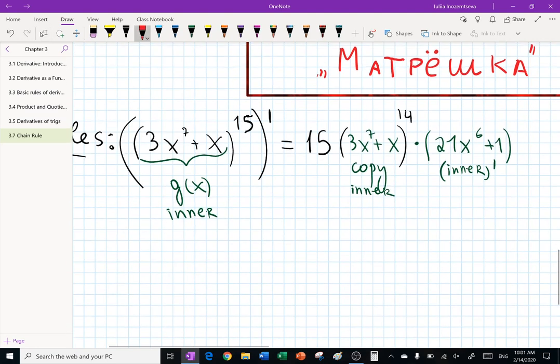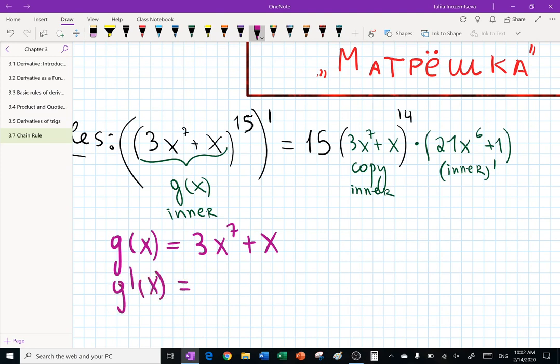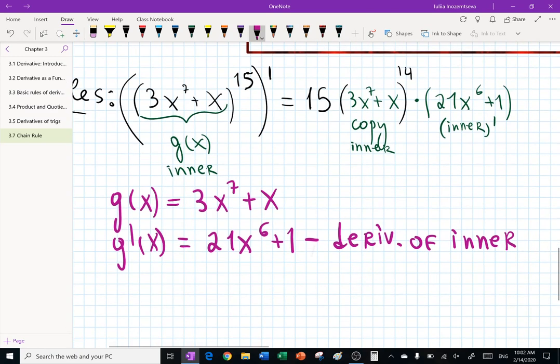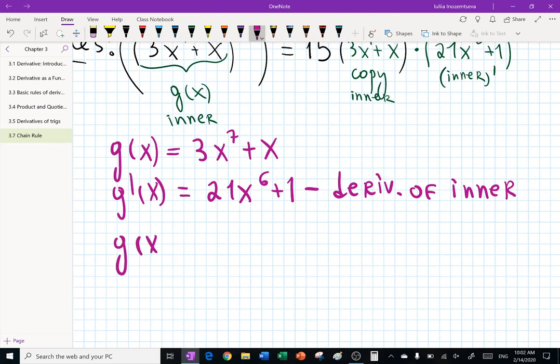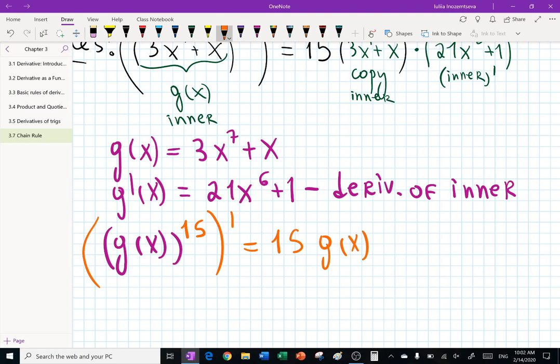The long way, people actually writing this down. They say, okay, so this is G, let me do some purple. G of x is 3x to the 7 plus x. G prime of x is 21x to the 6 plus 1. That's the derivative of the inner function. Then they're saying, well, actually, g of x is raised to the 15. So when I want to differentiate that, it will be 15 g of x to the 14. That's derivative of the outside function.